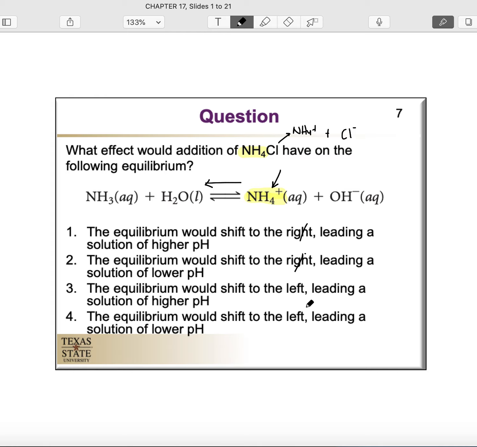So let's think about the pH effect. In this case, we said that there's a shift toward the left. A shift toward the left means that the concentrations of our products are going to decrease and the concentrations of the reactants are going to increase. So if the concentration of hydroxide ions is decreasing, that means that the solution is becoming less basic. And a solution that is less basic, which is the same thing as being more acidic, would have a lower pH. So lower pH means that our answer is number 4.